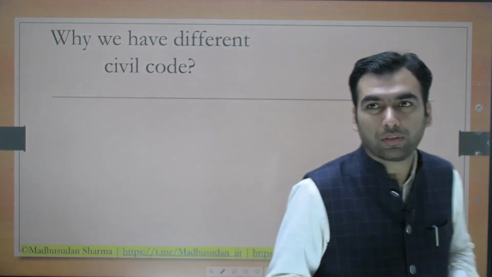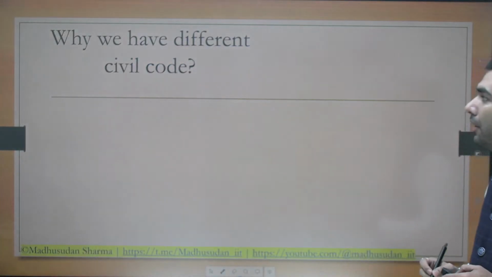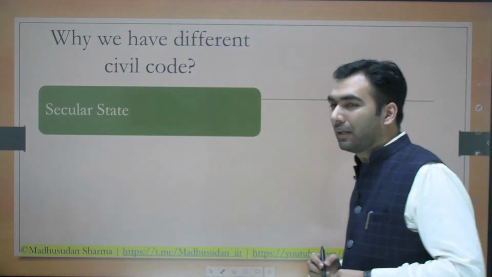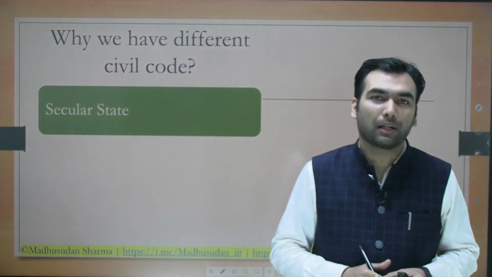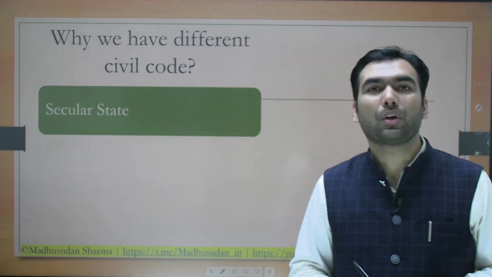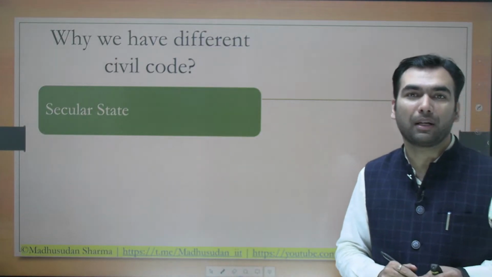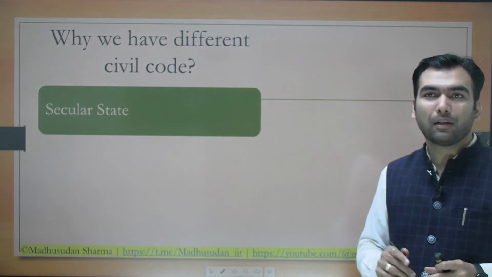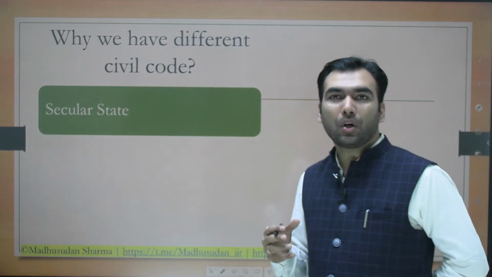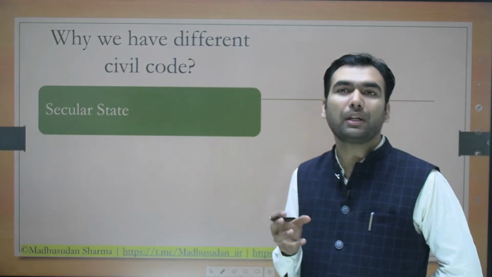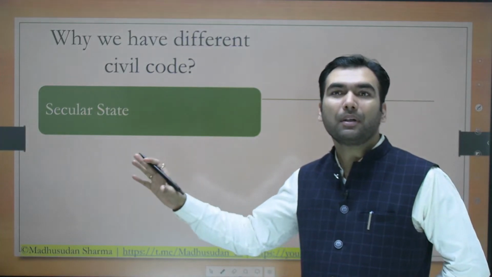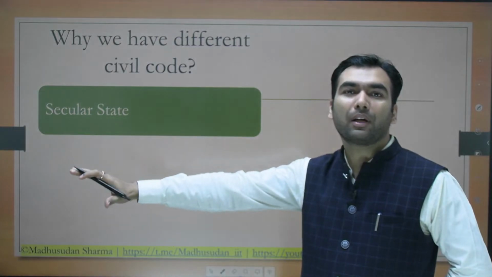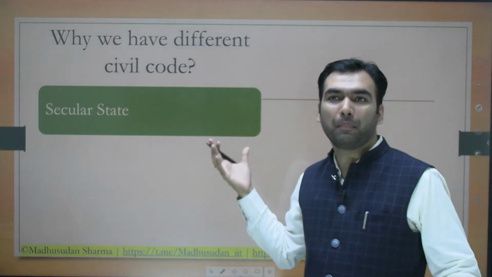So why do we have different civil codes? Here also the argument is the same: a state is secular in nature, and a secular state should not interfere in religious matters. These are personal laws which have been historically dealt with by religious tenets. So that's why a secular state should not interfere in these religious matters.